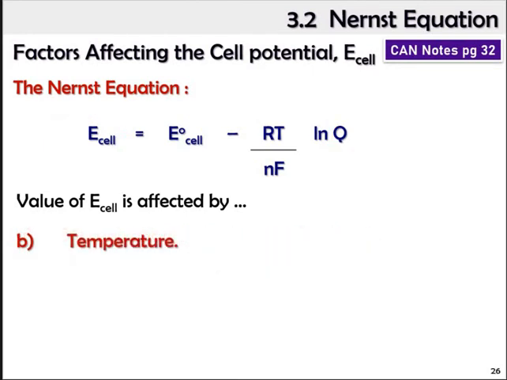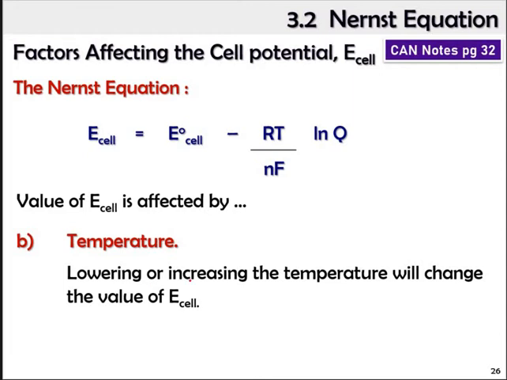And then the second one is temperature. Lowering or increasing the temperature will change the value of E cell. Yang ini dia tak pergi lebih tepat. Nanti Meda akan elaborate kemudian. So ini KIV dulu, sebab dia ada kes-kes yang tertentu lah.